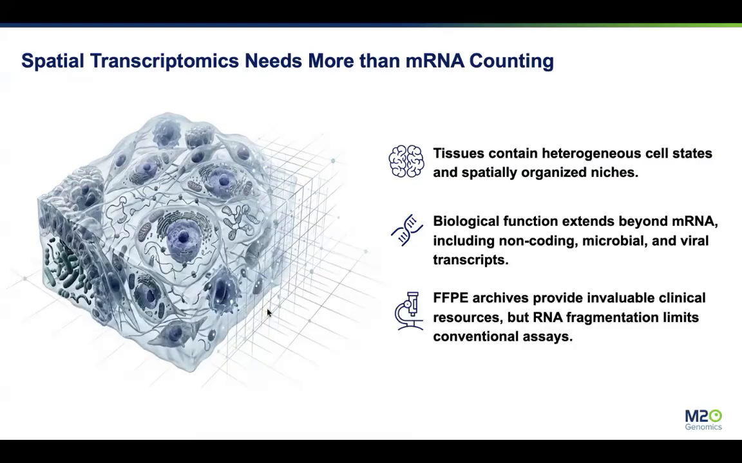At the same time, some of the most valuable clinical specimens we have are preserved as FFPE tissue. But RNA fragmentation in these samples creates a major challenge for conventional assays, which means researchers often cannot fully leverage these rich clinical resources. So all of this just really points to one conclusion, which is that we need a more comprehensive approach to spatial transcriptomics.